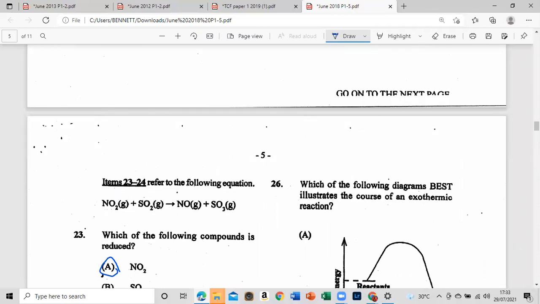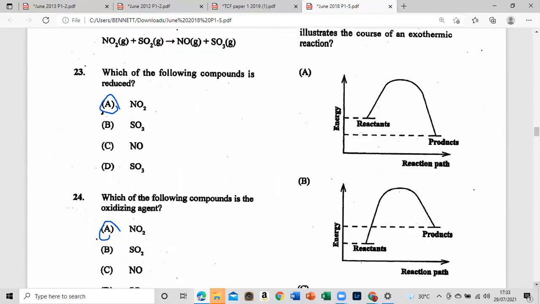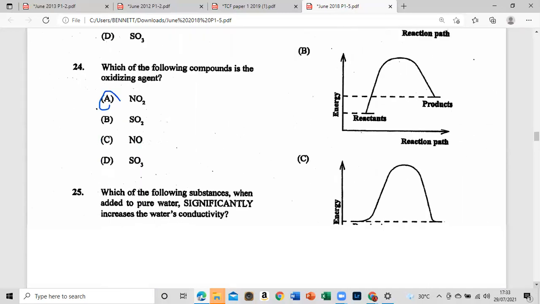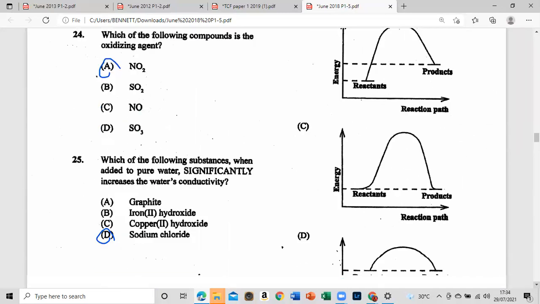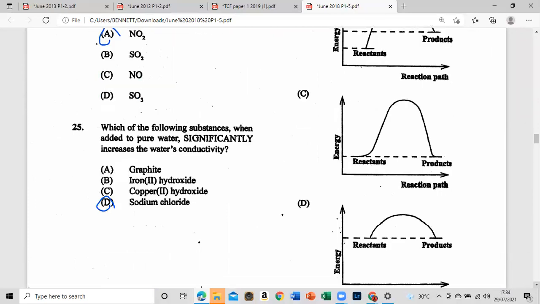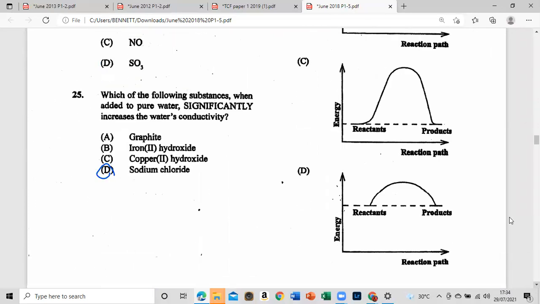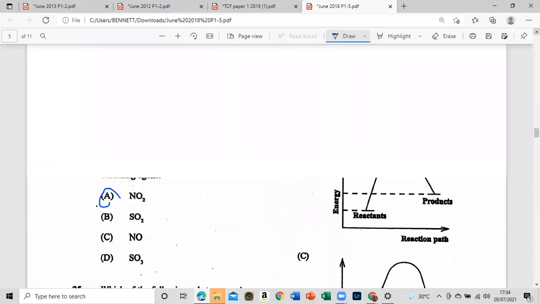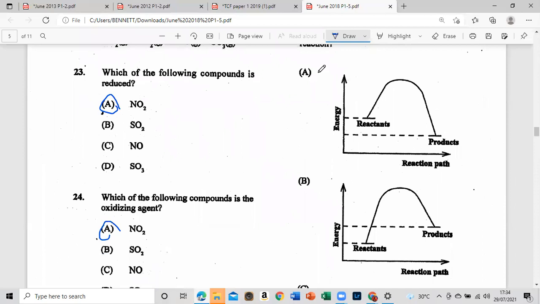Which of the following diagrams best illustrates the course of an exothermic reaction? And they give us all the options, and we are supposed to pick. Let's go up to the top. That is A. We did this earlier on another paper.